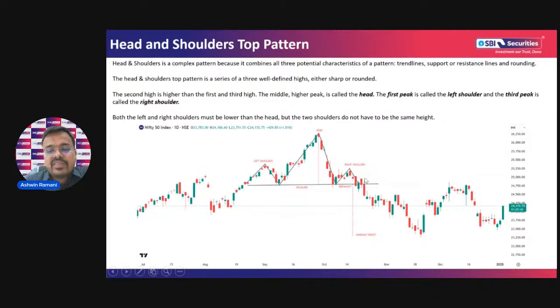Just above that is where we will keep our SL. We take the distance from this low of the neckline until this high of the head here, and we keep it at the low of the neckline, and we get the minimum target for a head and shoulders pattern.